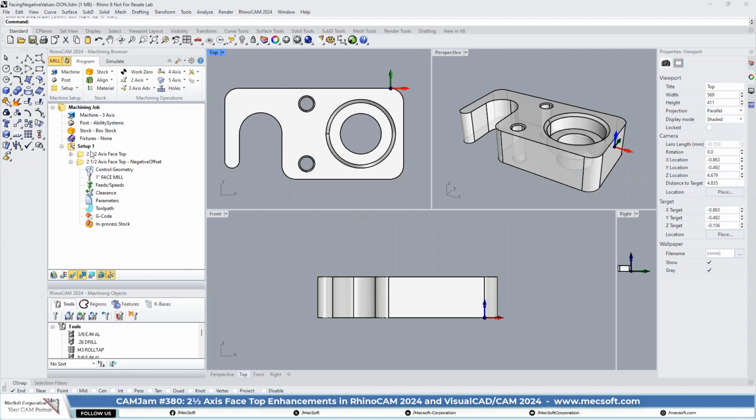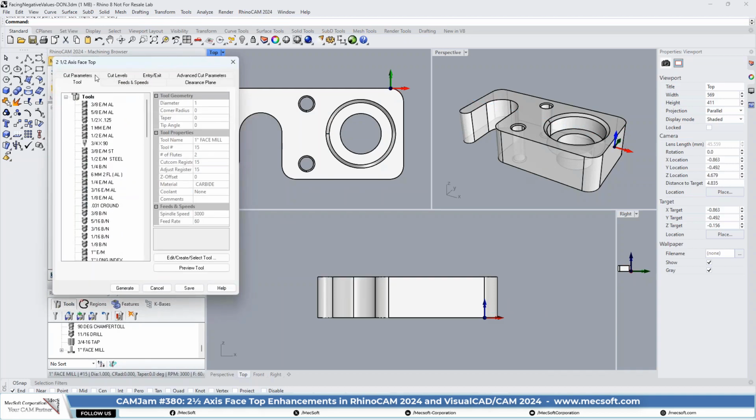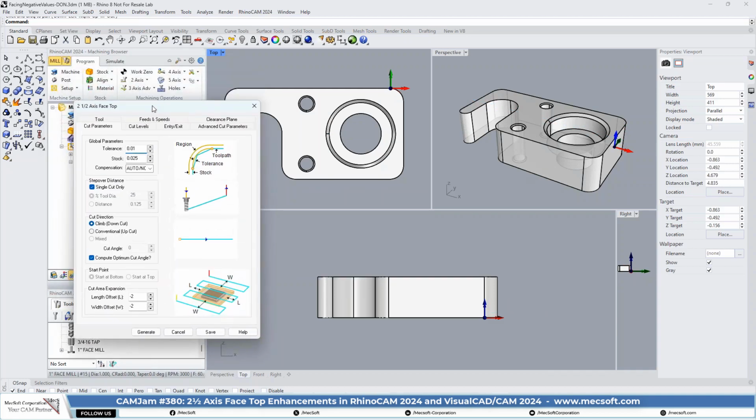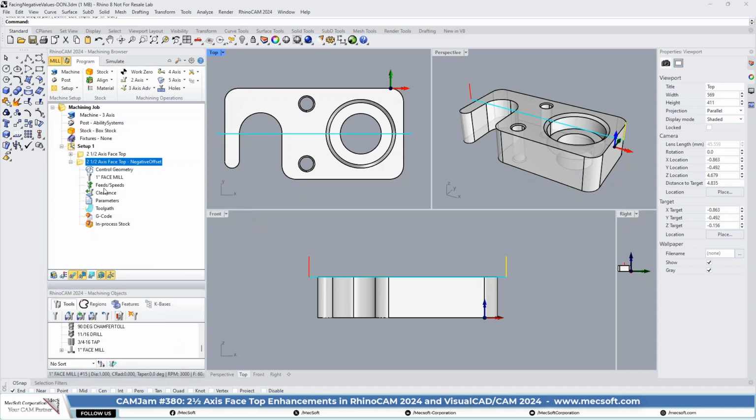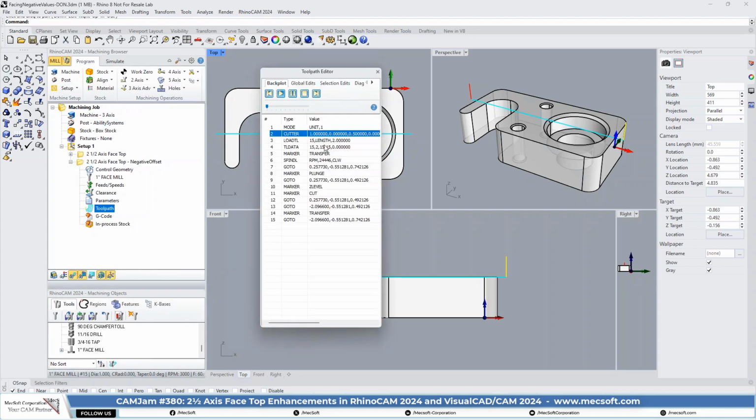Now let's go into the actual face top. If you look at this, you'll see that we allowed you to enter a negative value here for the extension of the tool past the stock. Previously these were only positive numbers, so you could only extend it out. You couldn't extend it back. So this allows you to save some machining time. Let's run through this. Let's cancel that and just take a look at it.